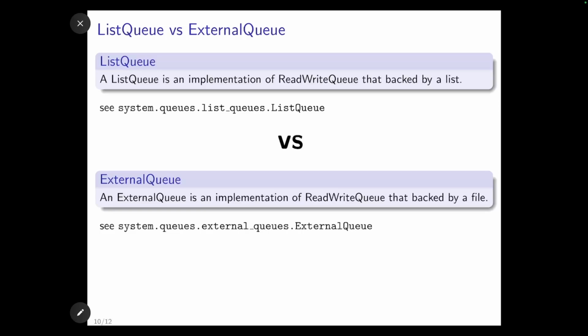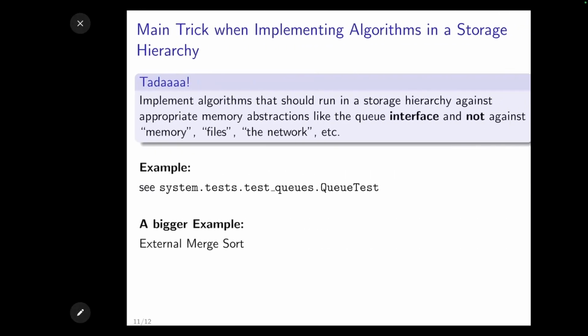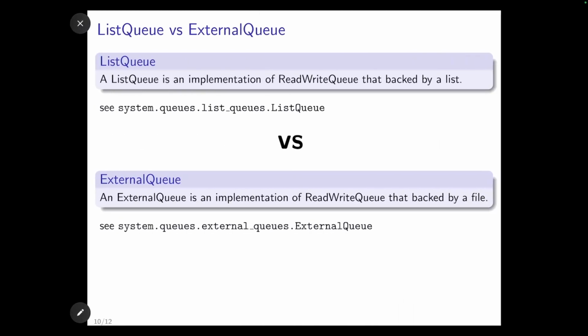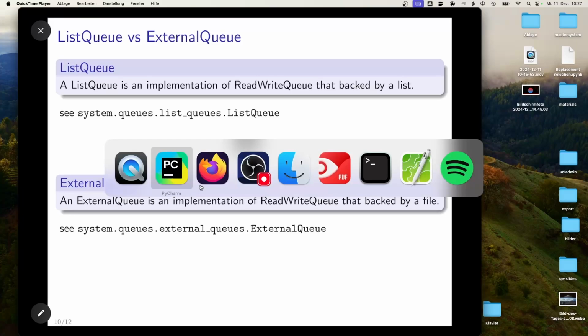I don't really care. Yeah? I just have the abstraction, the interface to the layer underneath to say, hey, that's a queue. Yeah? And if I implement the API with a simple list in Python, I can test my algorithm independent of the external memory fluff that may happen. Yeah, that's one of the tricks I'm playing here. So there are two implementations. One is a list queue, and the other is the external queue. Let's briefly look at that.